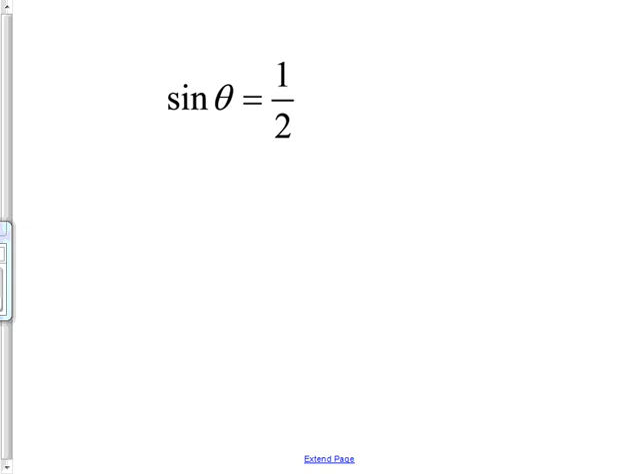Does not tell you the whole answer. 30 degrees is part of the answer. To get the rest of the story, you got to do one of these deals.